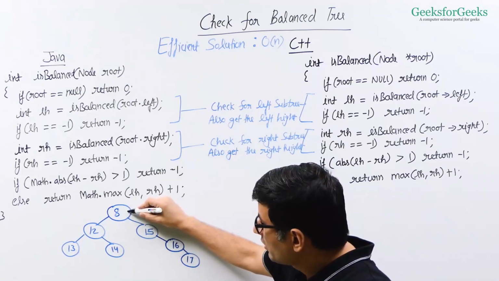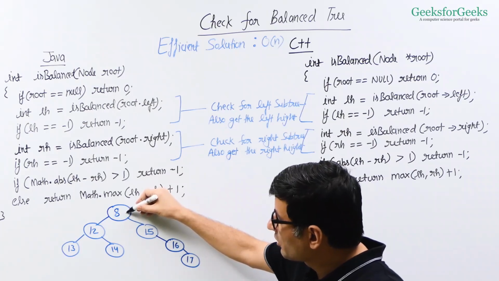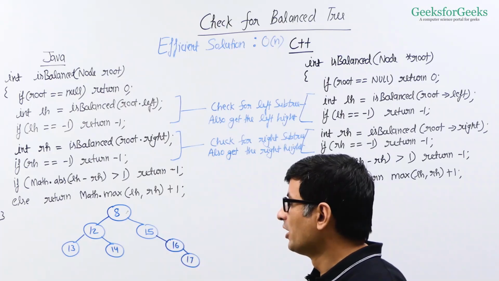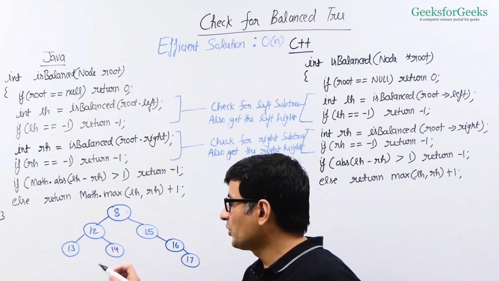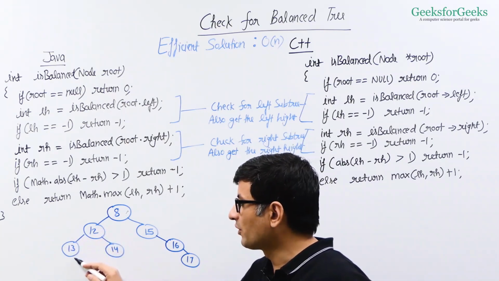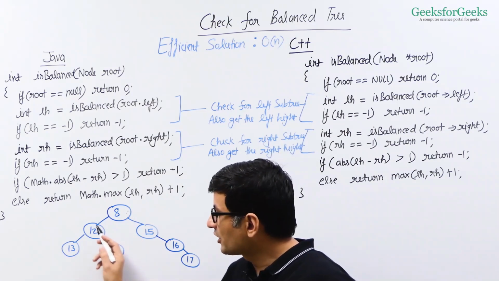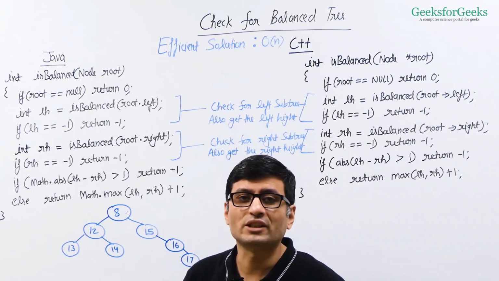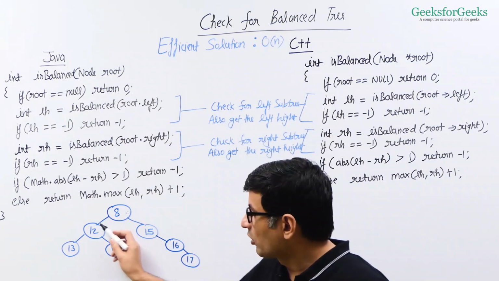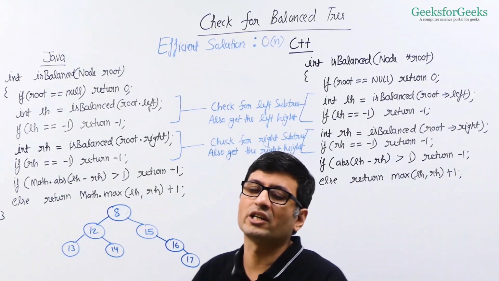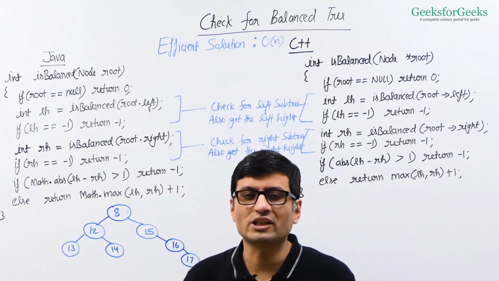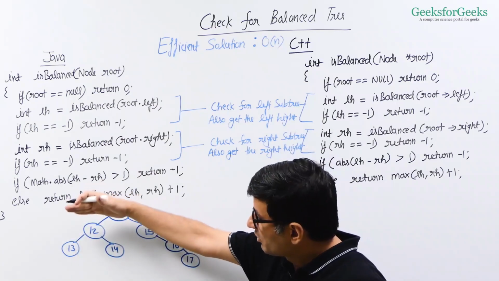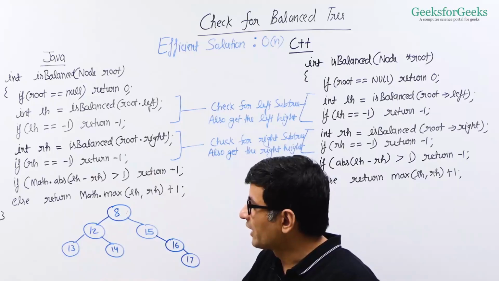We begin with the root. To check if the root itself is balanced or not, we need to know the height of the left subtree and we need to know the height of the right subtree. To know the height of the left subtree, we recursively call isBalanced for the left subtree. And this recursive call will return height if the left subtree is balanced, otherwise it will return -1. So if this call returns -1, then we immediately return -1, because this whole tree cannot be balanced since there is a node which is unbalanced, right?